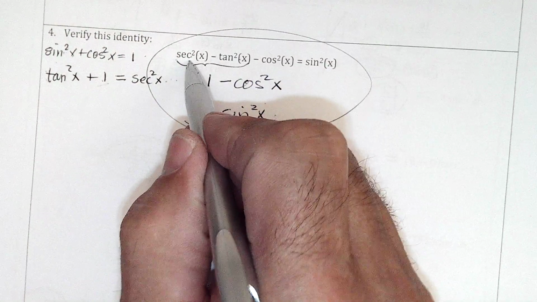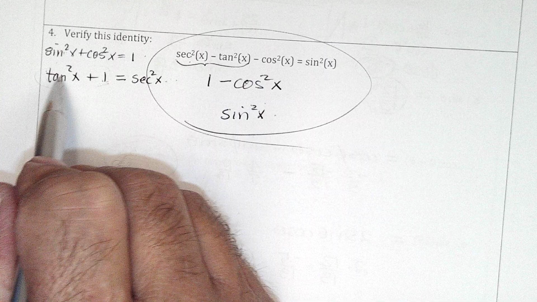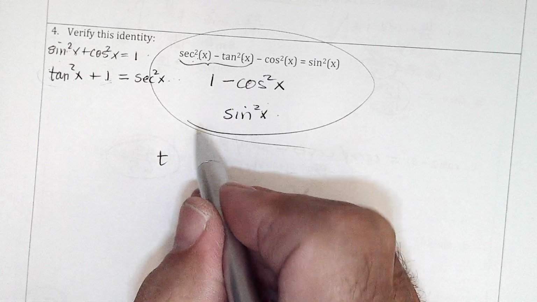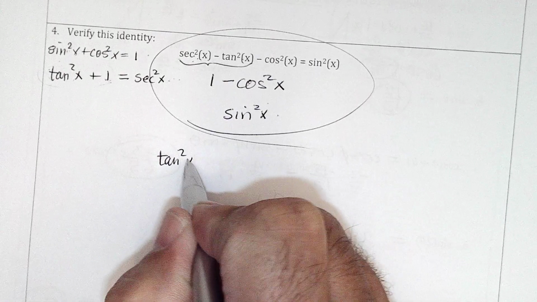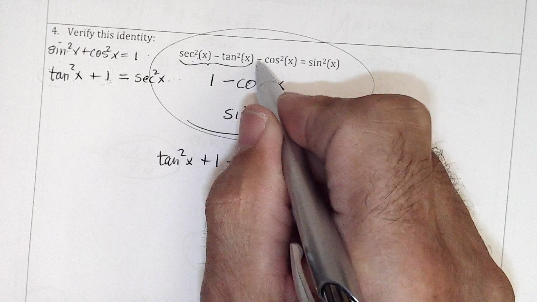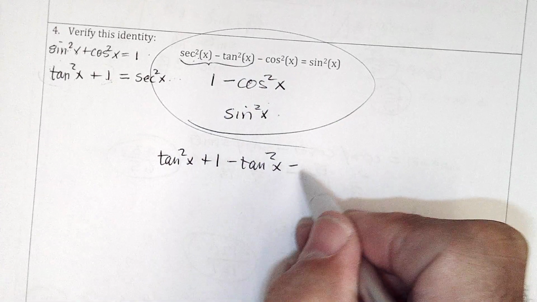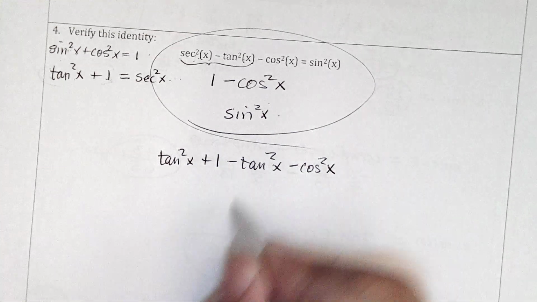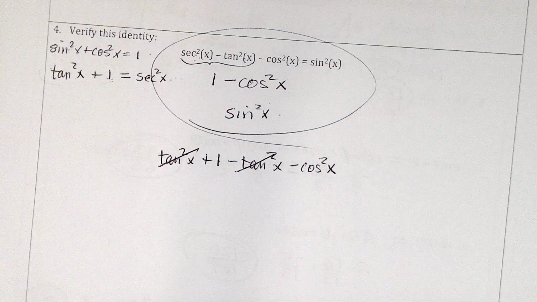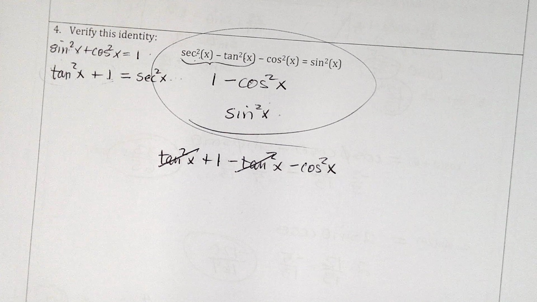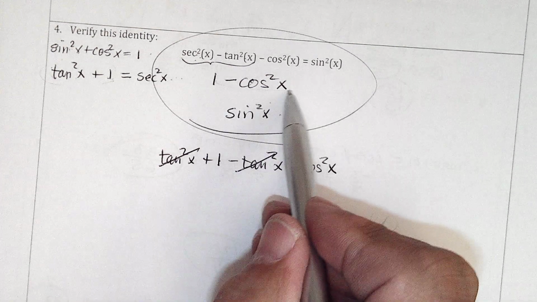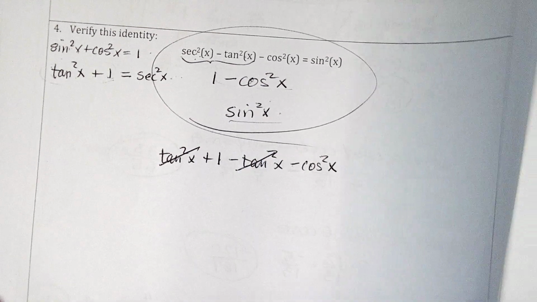Maybe I should show you doing one other one. Let's say we put tangent squared x plus 1 in for the secant squared. So we get tangent squared plus 1 minus tangent squared x minus, and these cancel. Excuse me, I'm battling a cold. So we get 1 minus cosine squared, which is sine squared. Okay, let's go to the next one.